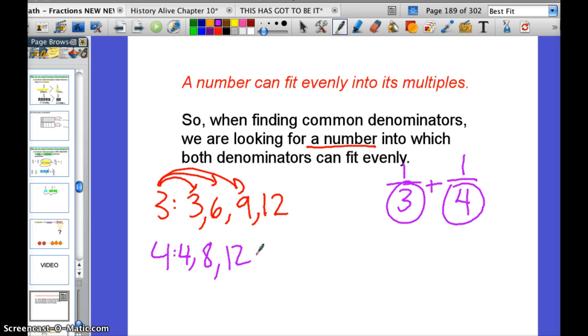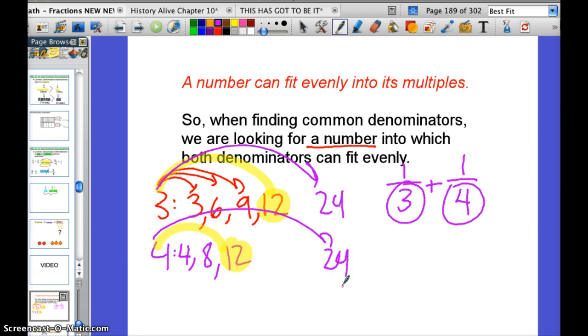And you can see that the number into which 3 can fit and 4 can fit evenly is the number that will change into their common denominator. Okay, and so the key here is that in order to keep these fractions simple, because they could fit into a lot of other things. 24 is something they can both fit into too, but that number is bigger, and we want to keep it simple.